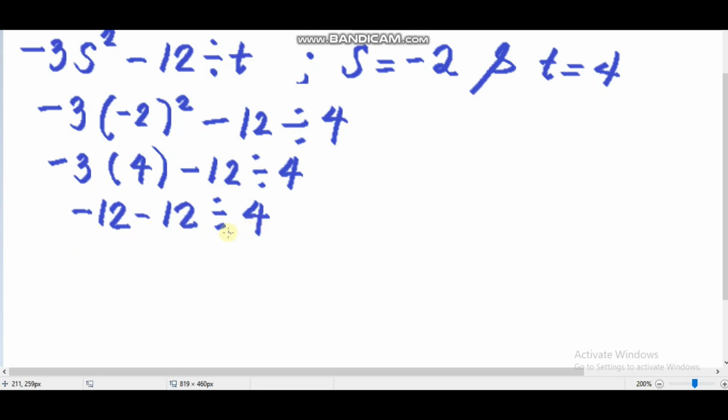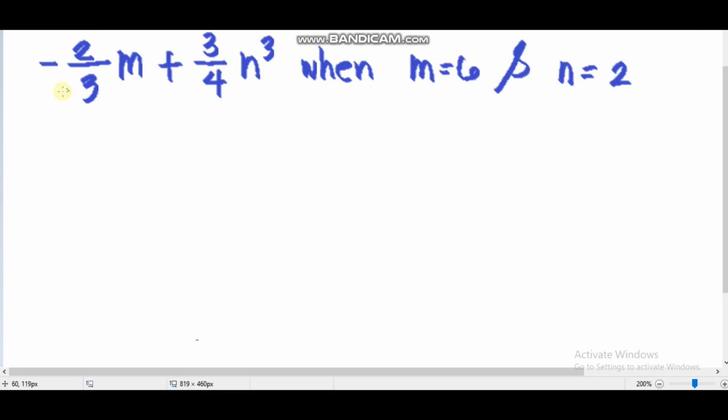It doesn't mean that you always do multiplication first. It depends on which comes first. If division comes first, of course, you do the division first, and the multiplication comes next. So, in this case, the multiplication came first, so we are multiplying first. We will have negative 12 divided by 4. That is negative 3. So, we will have the answer of negative 15. So, this is our answer for this expression.